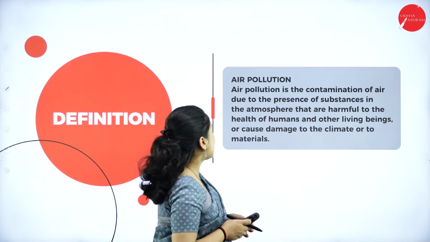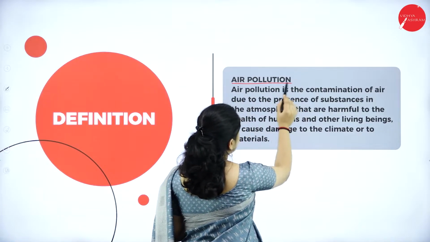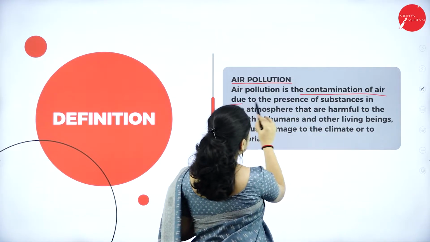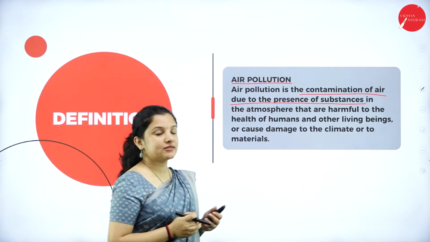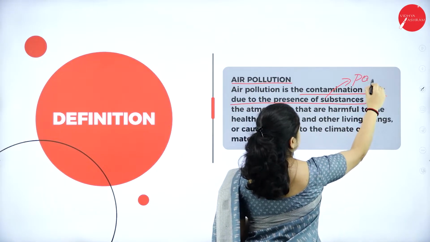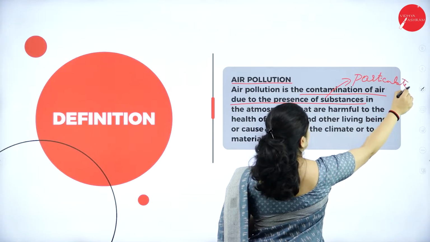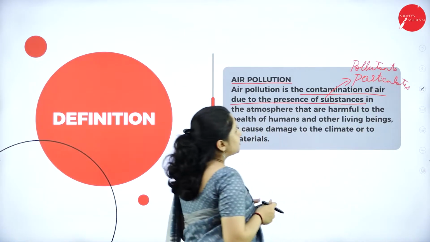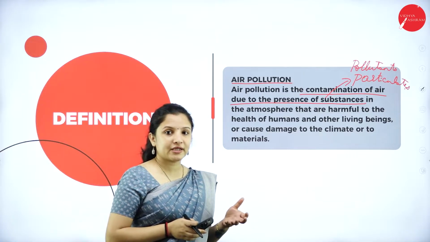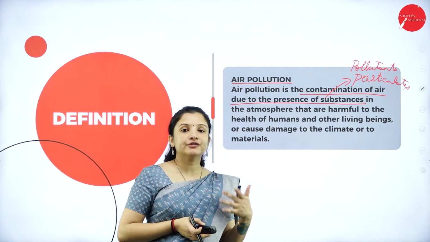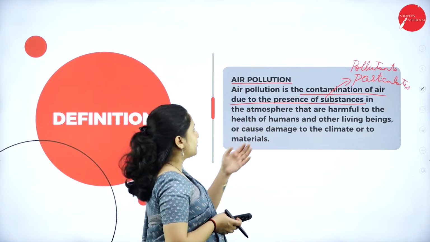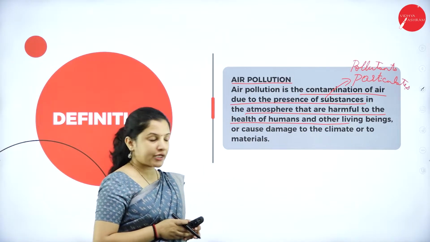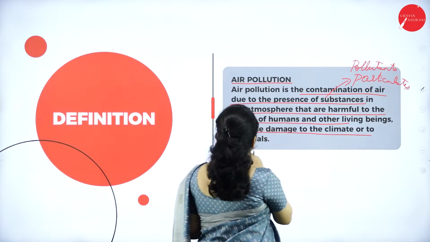So talking about air pollution. What is air pollution? Air pollution is the contamination of the air due to the presence of substances. When I say substances here, we can use the word particulates, or we can say because of the presence of pollutants. So the presence of substances or pollutants in the atmosphere. What are pollutants? Any substance or material that is capable of causing pollution are pollutants. So the presence of substances or pollutants in the atmosphere that are harmful to the health of humans and also to other living organisms sharing this planet, or that can cause damage to the climate or to the materials.